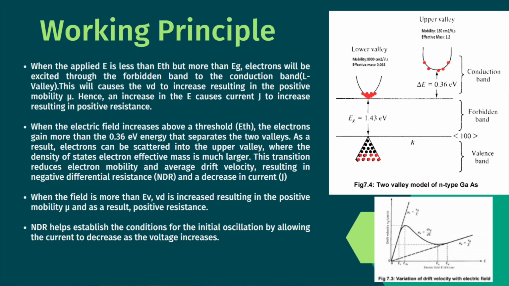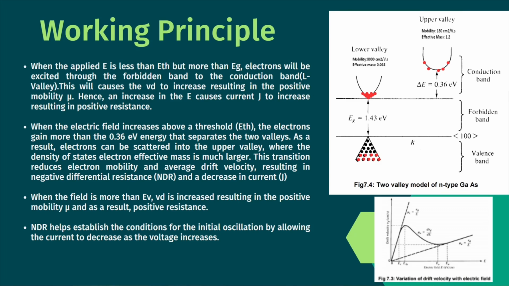But when the electric field increases above the threshold voltage, the electrons gain more than the 0.36 electron-volt energy that separates the upper valley and the lower valley, and as a result, electrons can be scattered into the upper valley, where the density of states and electron effective mass are much larger. This transition reduces the average drift velocity, and as a result also reduces the electron mobility. This will result in a decrease in current as the voltage increases. This is what we call the negative differential resistance region.